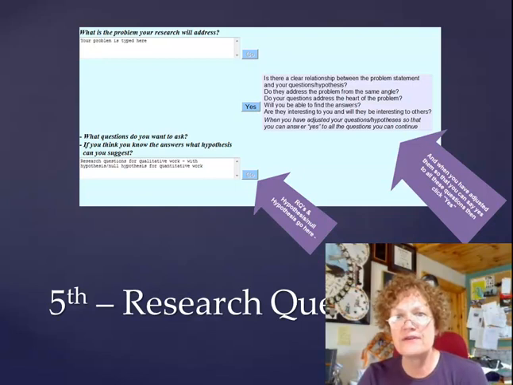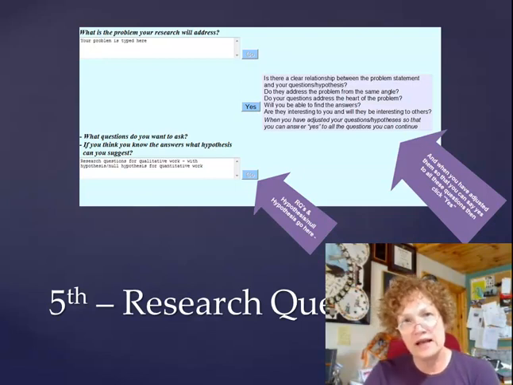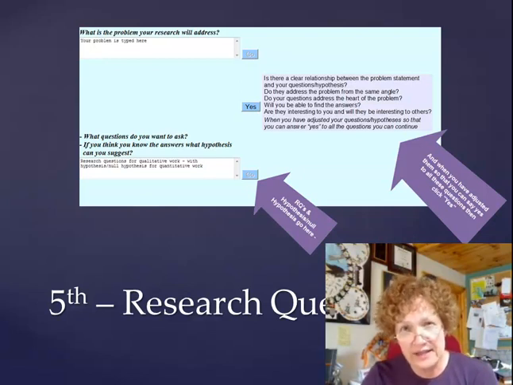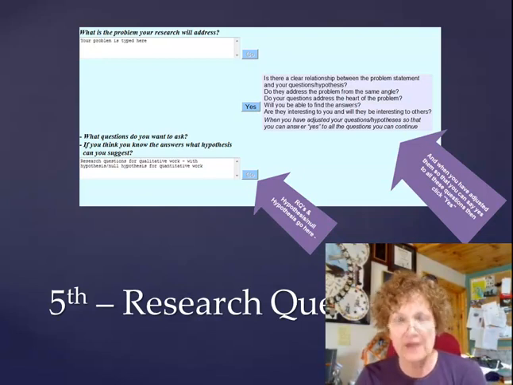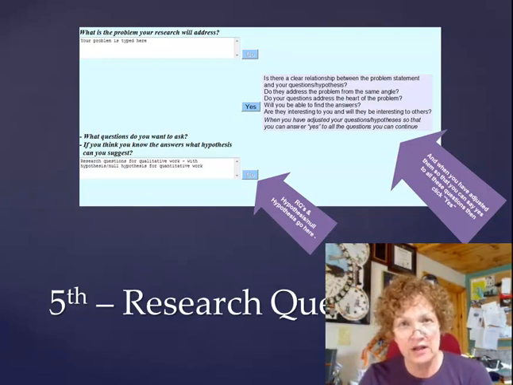That takes you to the 5th step, which is from your problem statement, you go on to your research questions. And if you are engaged in quantitative research, to your hypothesis and null hypothesis. So again, you type them in and you press Go, and then up will pop a series of questions against which you will evaluate what you have written.